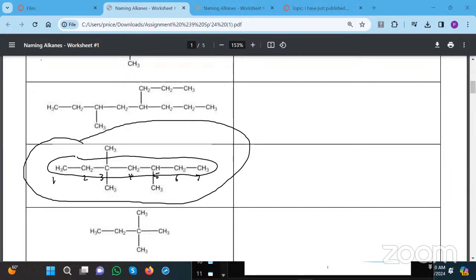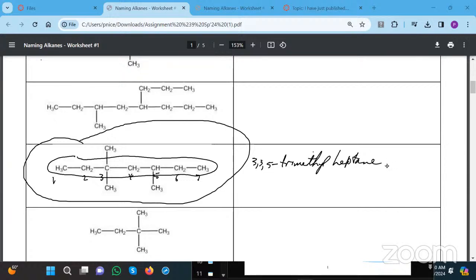Anybody out there in Zoom want to take a stab at this one? Okay, somebody answered. Miss Miller again answered, and she said 3,3,5-trimethylheptane, which is indeed correct. So the name is 3,3,5-trimethylheptane.